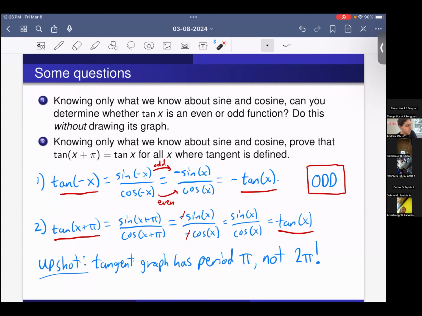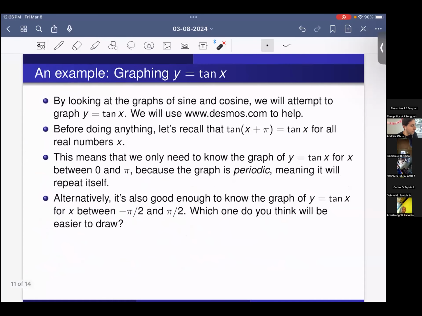All right. So by looking at the graphs of sine and cosine, we're going to attempt to graph y equals tangent of x. And let's remember these things that we did before. Tangent of x plus pi equals tan of x for all real numbers x. That means we only need to know what the graph looks like between 0 and pi. It's just going to repeat itself, right? And in fact, it's good enough to know it on any interval that has length pi. So it doesn't have to be 0 to pi.